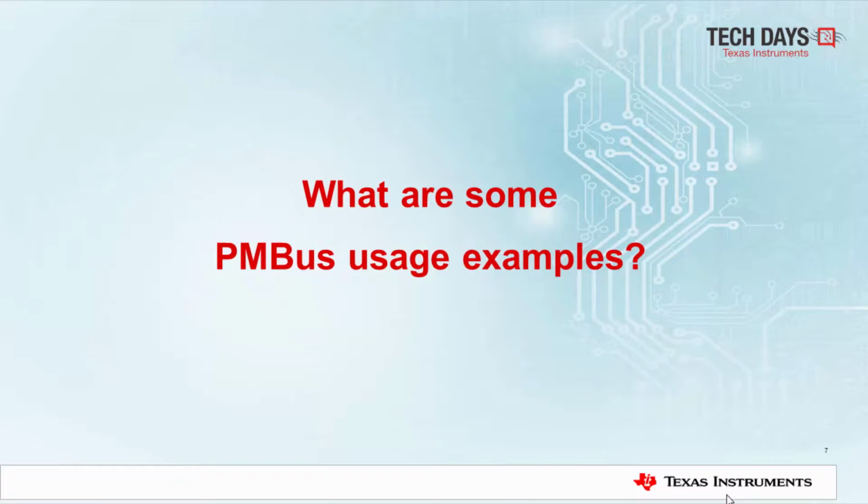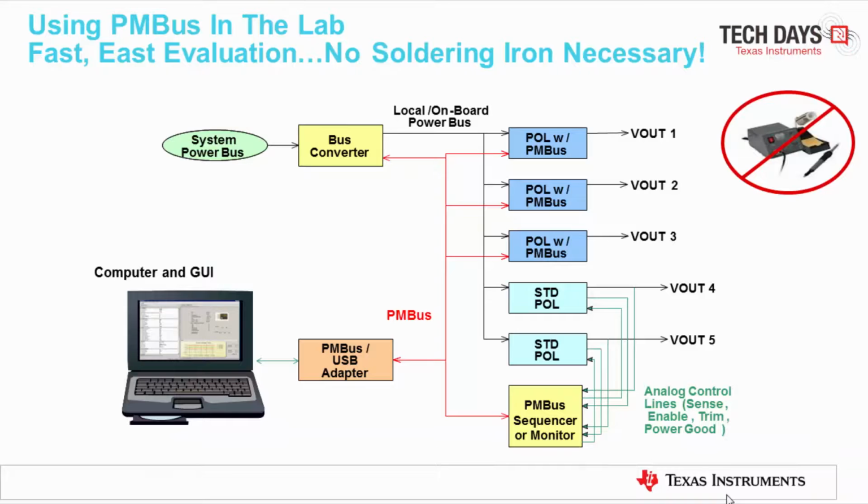So, what are some of the PMBus usage examples? First, you can obviously use PMBus to configure your power supply in the lab. This offers fast and easy evaluation, and you don't have to use any external components to program the power supplies or the current limit settings, the under voltage lockout settings, the soft start or switching frequency settings. All that is done through PMBus.